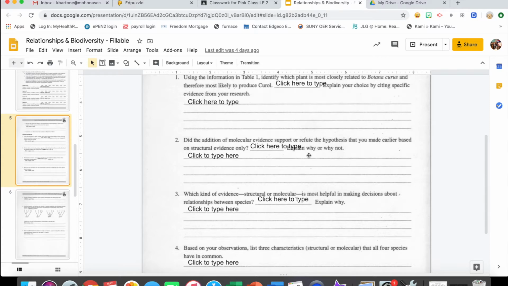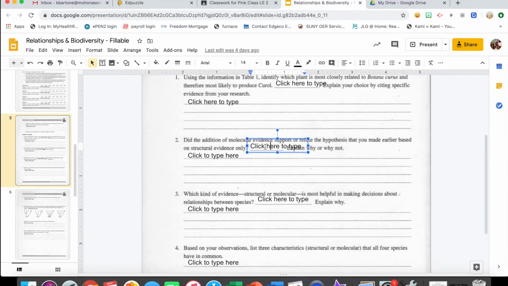support or refute the hypothesis you made earlier based on structural evidence only? Click here to type. Okay, so you're going to click here. Did it help? Or I'm sorry, you're not saying yes or no. So did the addition of molecular evidence support or refute?